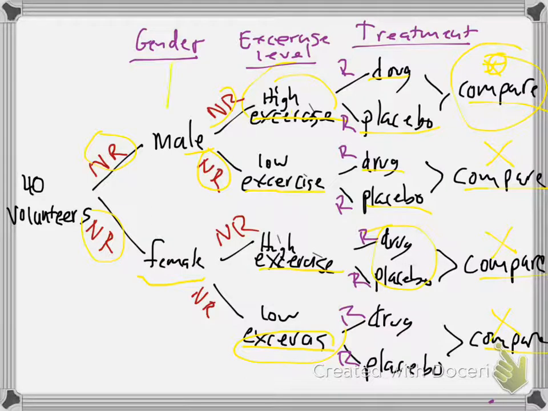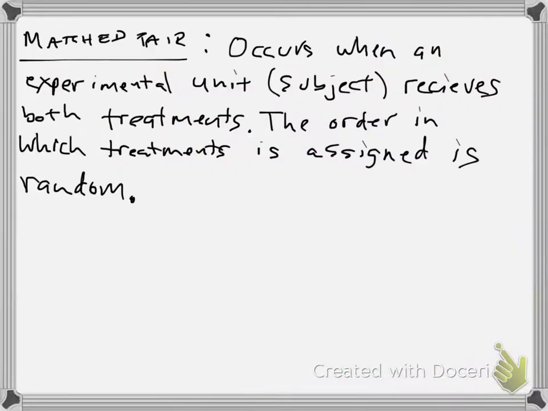So this is gender. This is one of the factors or blocks. This is exercise level. This is one of the factors or blocks. And lastly here, this is the treatment, again, either getting the drug or the placebo. And I put these R's here for where the random assignment occurs. A big part of experimental design, randomization, is that everybody gets randomly assigned to treatment groups, and I'll explain why that's more important when we get to cause and effect.